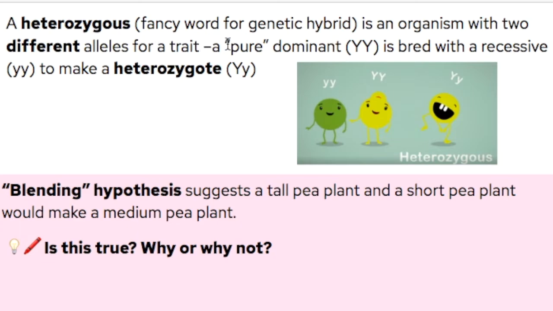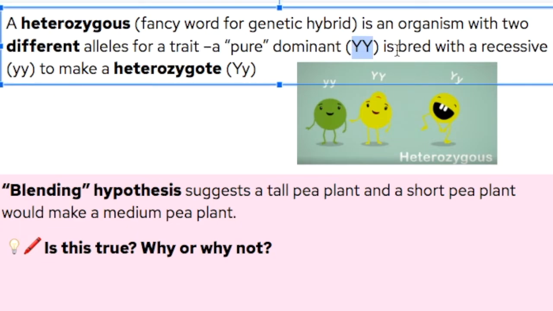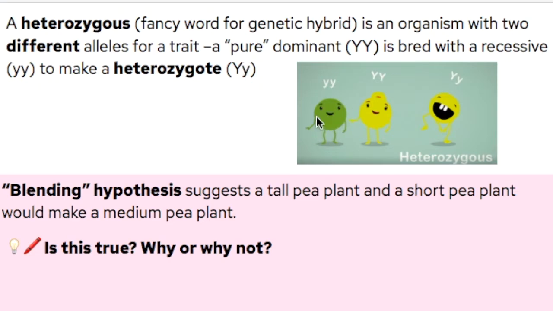A, quote, pure dominant would be capital Y, is bred with a recessive, which would be little y, to make that heterozygous, capital Y, little y. So here you can see in the picture, dominant is a yellow pea. These are our pea plants again. Recessive is green. When we breed them together, even though that green color is darker, that green trait gets hidden and overpowered by the yellow, and then the child, the baby, the offspring, ends up having 1 yellow gene, 1 green gene, which we write as little y, just so we know we're talking about the same allele pair, but it ends up looking like the dominant parent, okay?